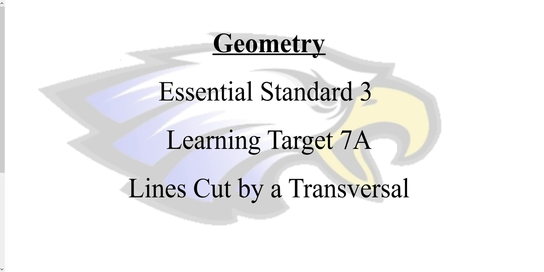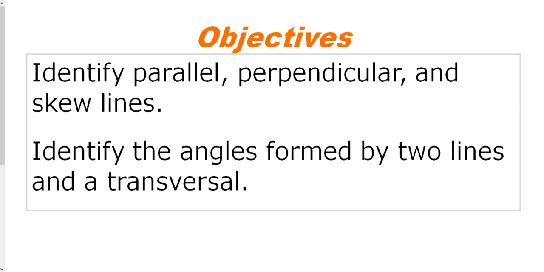Welcome to Geometry Essential Standard 3, Learning Target 7A. Today we will be talking about lines being cut by a transversal. So our objectives today are identifying parallel, perpendicular, and skew lines, and then we'll also identify the angles formed by two lines and a transversal.